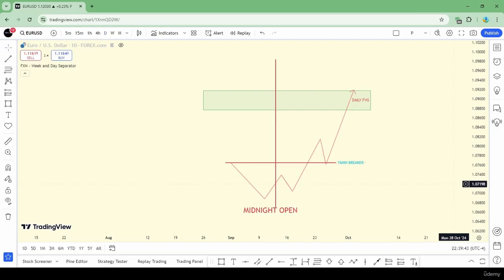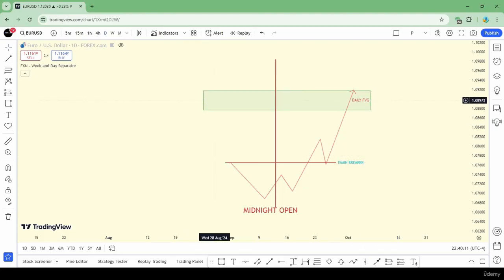Welcome back to this lesson, and in this lesson I'll be showing you examples of the strategy and every other aspect which we have learned so far about the fair value gap, the breaker, the market structure shift. We'll be integrating all of them to be able to understand how the strategy works. So this is just a layout of an example of how the strategy will look.